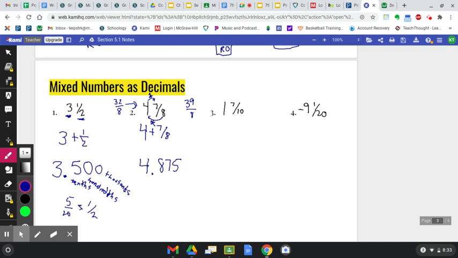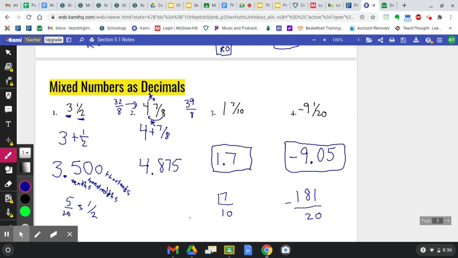So what I want you to do is pause the video here, do 3 and 4. I want the decimal, and this would be 1 point something. And then I want the improper fraction, something over 10. Obviously something bigger because it's more than 1. So do that for number 3 and 4. Pause the video and then check back.